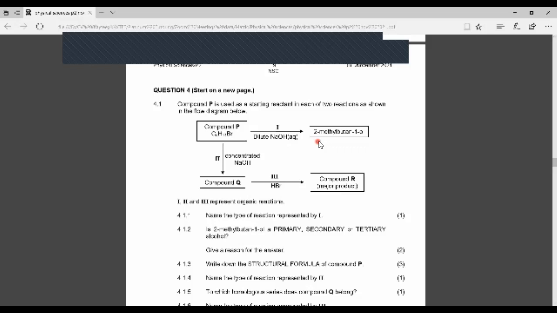Concentrated sodium hydroxide. And remember what I said, when it's concentrated, we are eliminating something here. Question 4.1, 4.2, yes, please answer that question. We said it's primary because your hydroxide is bonded to a carbon that is only bonded to one other carbon. Yes. Give a reason. Oh, you gave a reason. Okay, write down the structural formula.